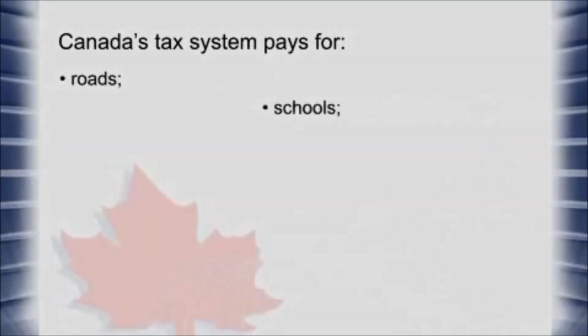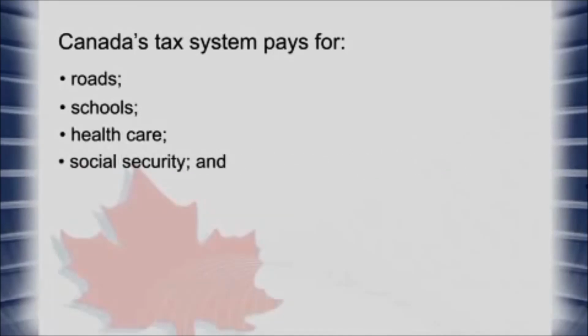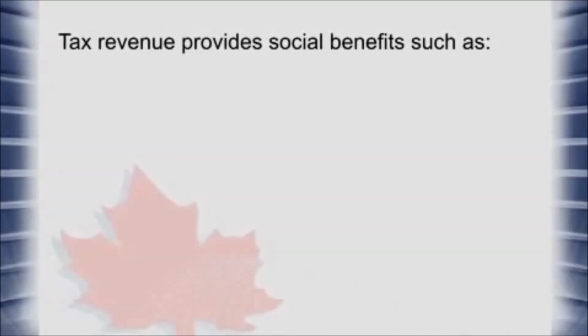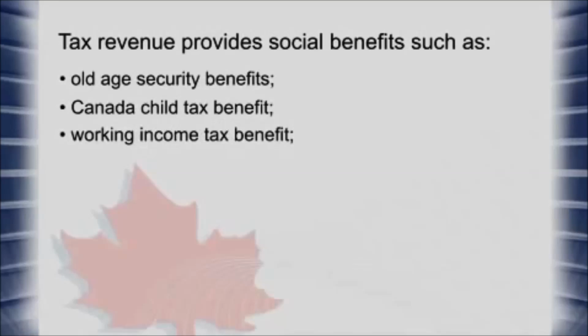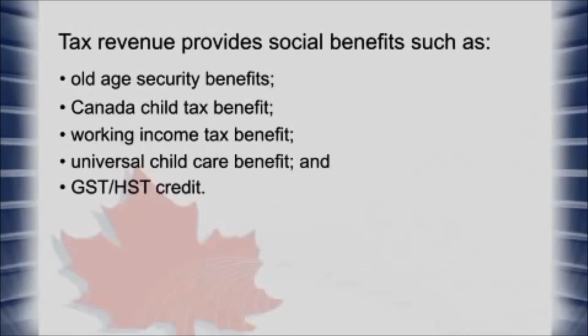Why do we pay taxes in Canada? Many of the benefits Canadians enjoy are made possible through taxes. Canada's tax system pays for roads, schools, health care, social security, and public safety, among other things. Tax revenue is used to deliver benefits to lower-income families, charities, students, seniors, and persons with disabilities. Tax revenue provides social benefits such as old age security, the Canada Child Tax Benefit, the Working Income Tax Benefit, the Universal Child Care Benefit, and the Goods and Services Tax Harmonized Sales Tax Credit.